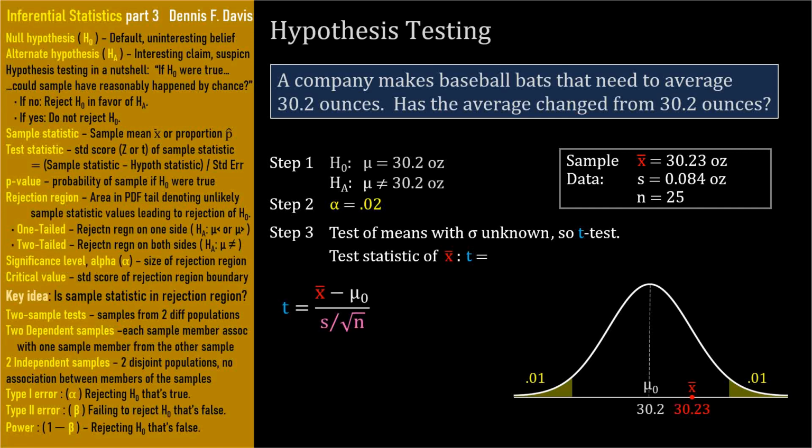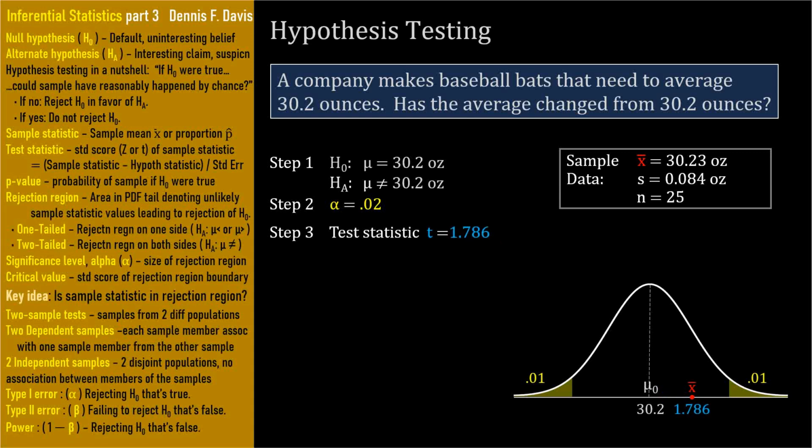X bar minus mu0 divided by S over the square root of n. The numerator is x bar's distance from the mean. The denominator is our biased estimate of the PDF's standard deviation. So t tells us x bar's number of standard errors from the mean. We know all four of these numbers, so it's simple to get 1.786.